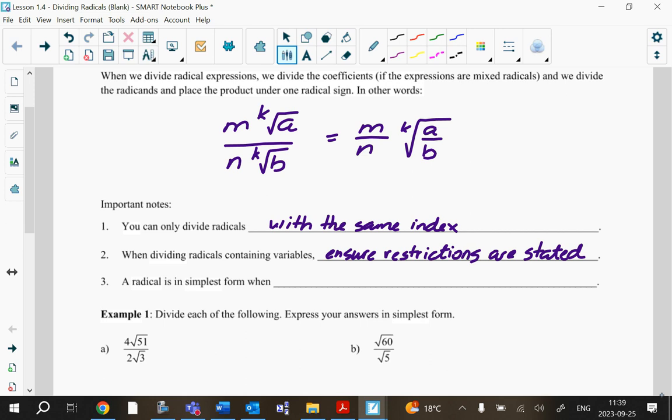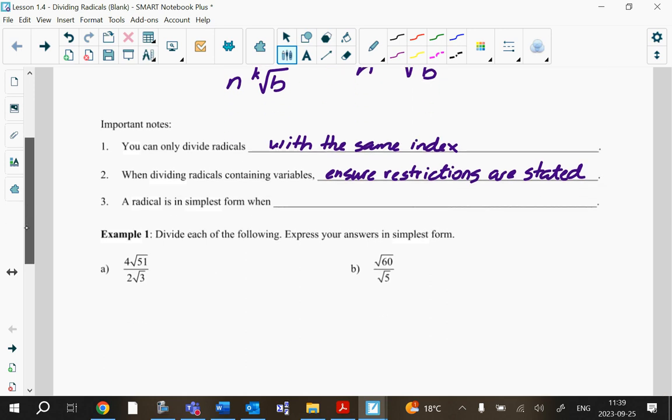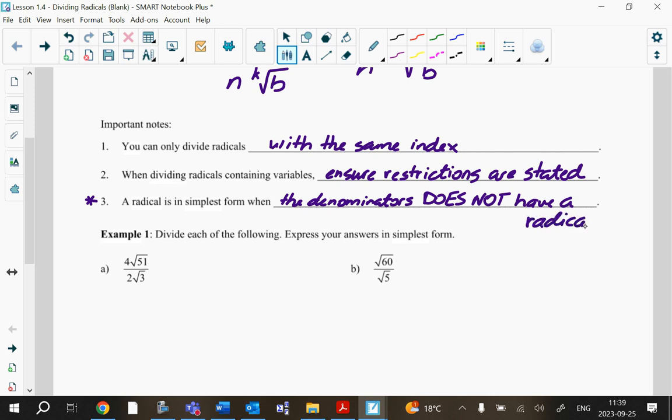And a radical is in its simplest form. This is actually really important. Make sure I phrase this right. If it's a fraction, the denominator does not have a radical. It's what we would call a rational number. Oh, sorry, the denominator does not have a radical.